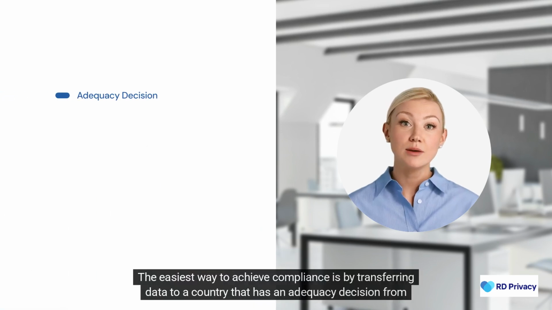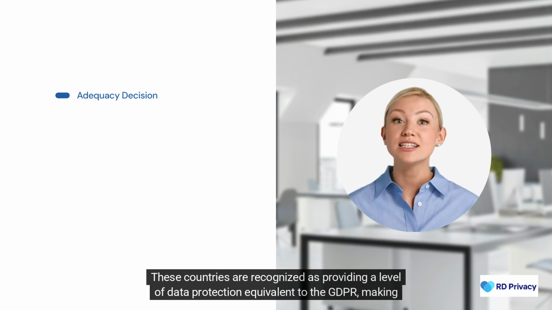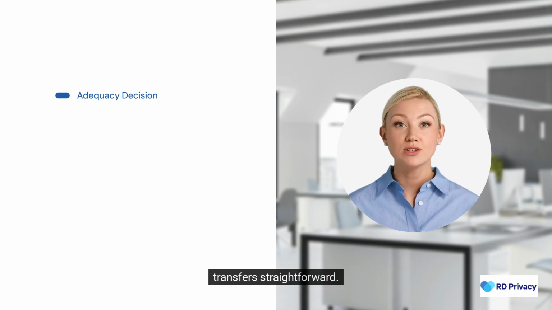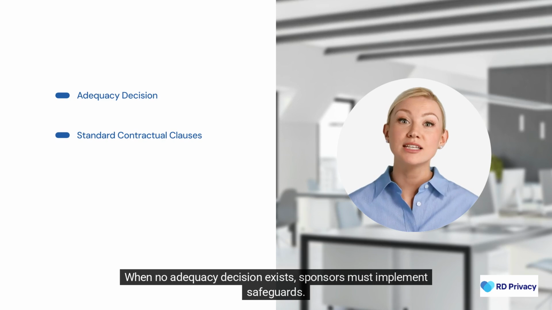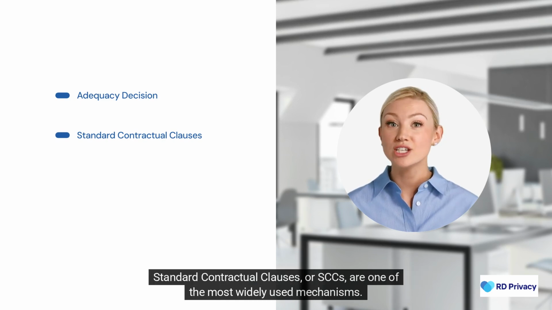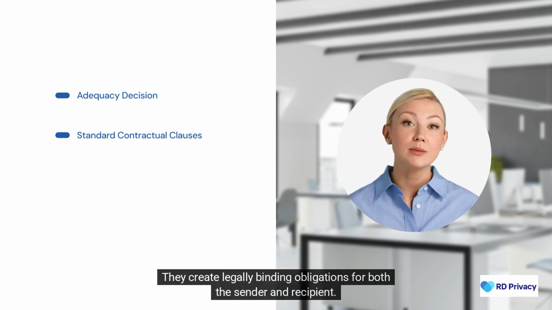The easiest way to achieve compliance is by transferring data to a country that has an adequacy decision from the European Commission. These countries are recognized as providing a level of data protection equivalent to the GDPR, making transfers straightforward. When no adequacy decision exists, sponsors must implement safeguards. Standard contractual clauses, or SCCs, are one of the most widely used mechanisms. They create legally binding obligations for both the sender and recipient.